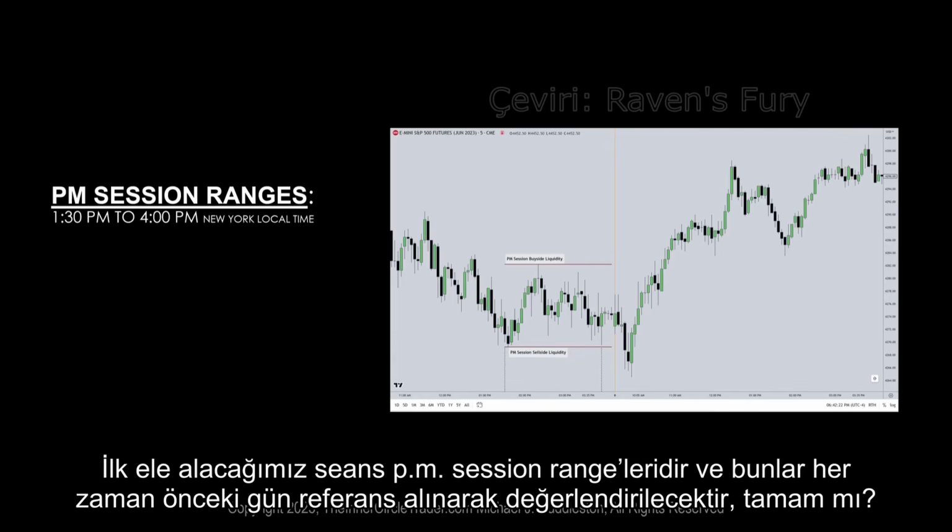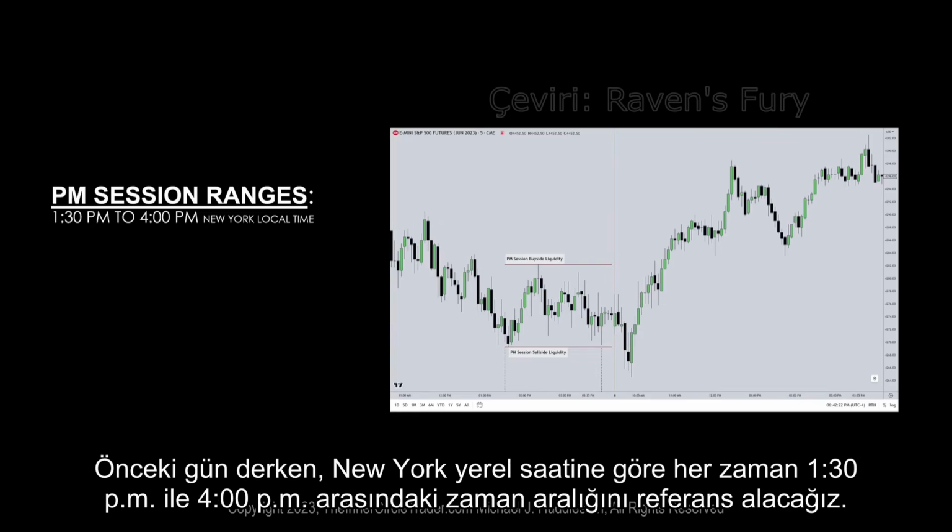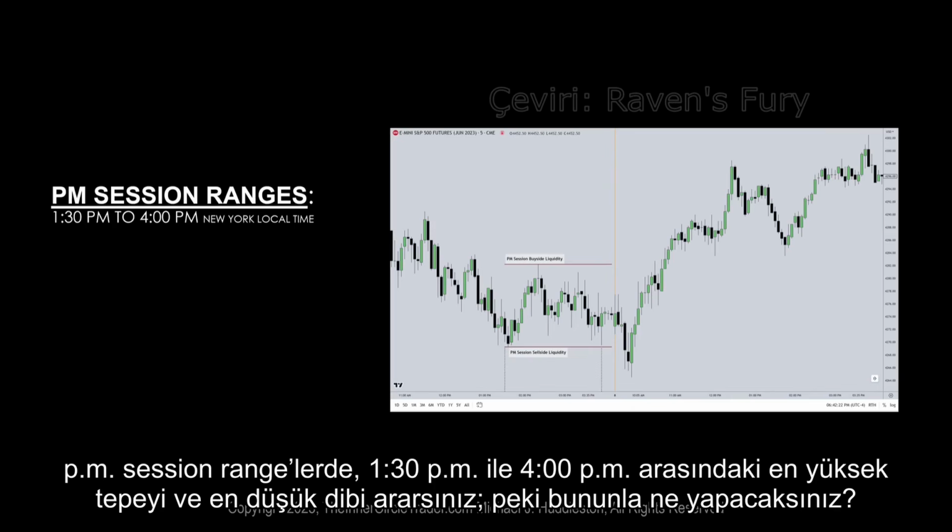First session we're going to talk about is the PM session ranges. And this is always going to be referred to in terms of previous day. So previous day, we are going to be referring to the 1:30 p.m. to 4 p.m. time window, and this is always in New York local time. So PM session ranges, you're looking for the highest high and the lowest low between 1:30 p.m. and 4 p.m. Now, what do you do with it?